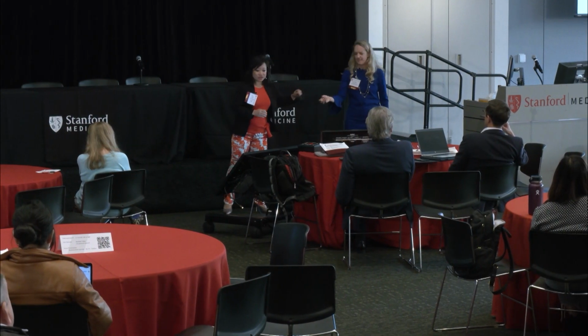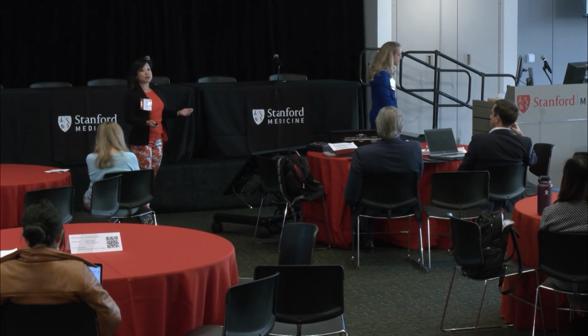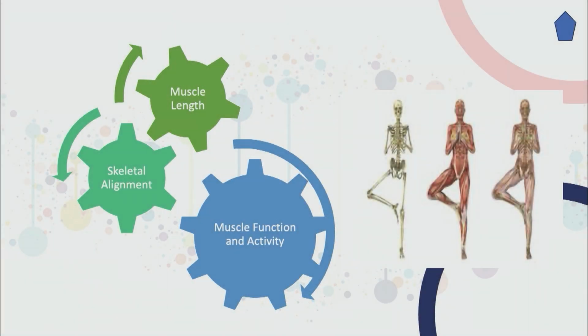Okay, great. So now we get to talk a little bit about biomechanics, and this is more towards the therapists of the room, because we think about this all the time because we like to judge people on how they move. But when we do, what we're thinking about is muscle length, skeletal alignment, that really, how does that play into muscle function and activity?